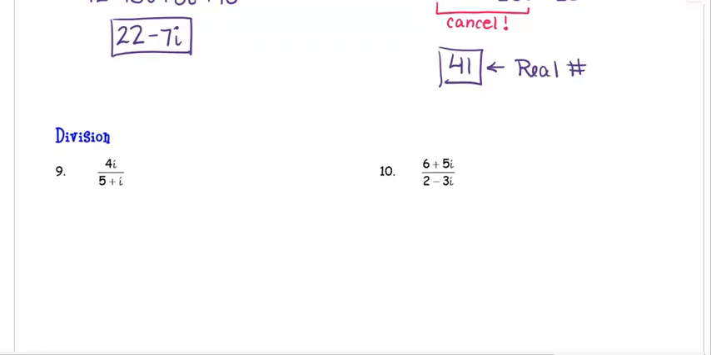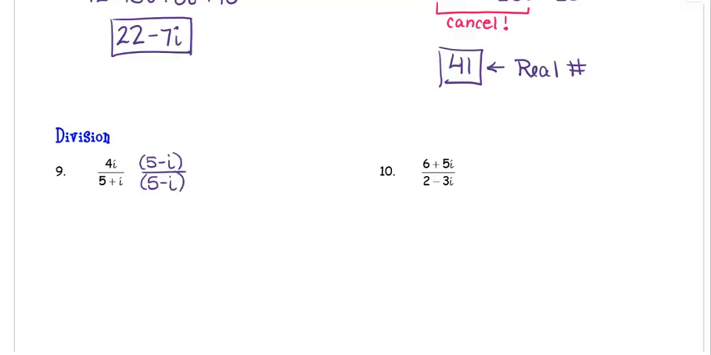If I have 4i divided by 5 plus i, I can't just cancel out those i's. My stopper on that is my plus sign. I also can't just multiply top and bottom by i because it's going to make it a little bit more messy. So instead, we're going to multiply by the complex conjugate in the denominator. 5 plus i means my conjugate is going to be 5 minus i. So I'm going to multiply top and bottom by 5 minus i.